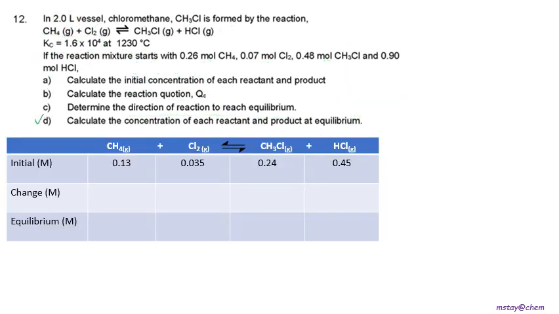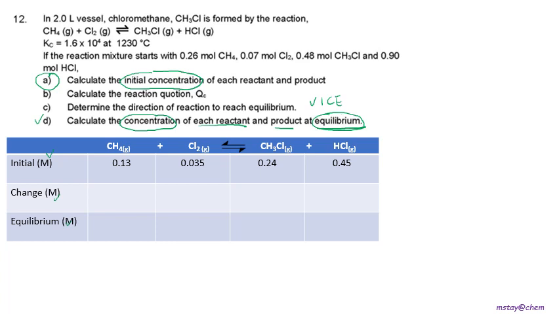Question D. Calculate the concentration of each reactant and product at equilibrium. In the previous question, we already determined the initial concentrations, and this time they asked us to look for the equilibrium. So again, for this question, we are going to use an ICE table. We make sure the unit in the ICE table is moles per liter. So we place the answers that we determined in question A: CH4 0.13, Cl2 0.035, CH3Cl 0.24, and HCl 0.45 molar.